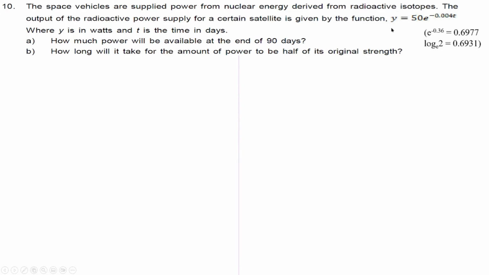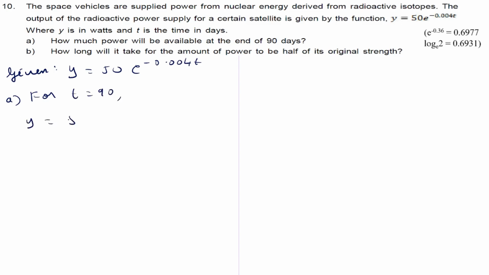So here the model is given. The model is given by y equal to 50 e^(-0.004t). y is in watts and t is in days. We need to find the power that will be available at the end of 90 days. First subdivision, first let us write what is given. Given y is equal to 50 e^(-0.004t). We need to find y for t equal to 90.